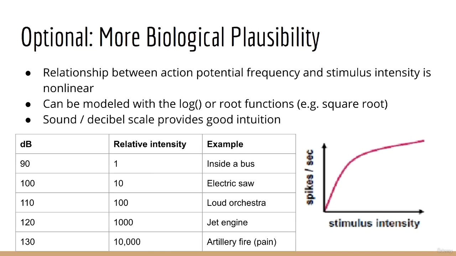To put that in perspective, 100 decibels is 10 times more powerful than 90 decibels. 110 decibels is 100 times more powerful. 120 decibels is 1,000 times more powerful, and 130 decibels is 10,000 times more powerful.